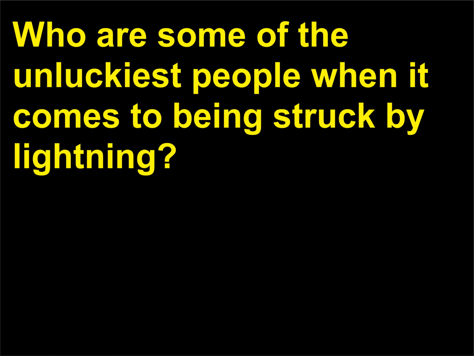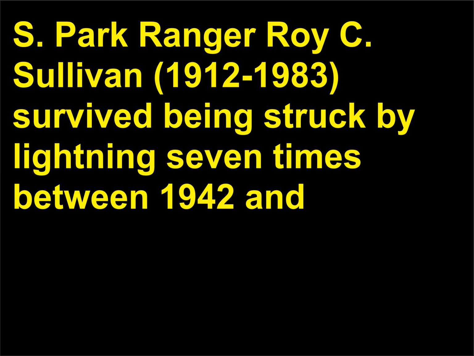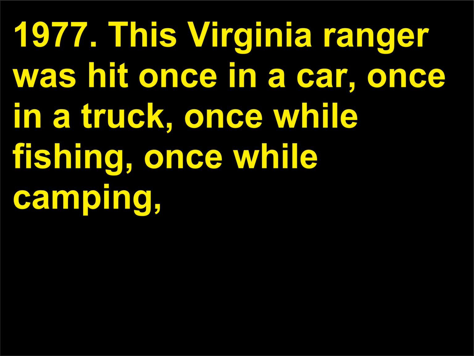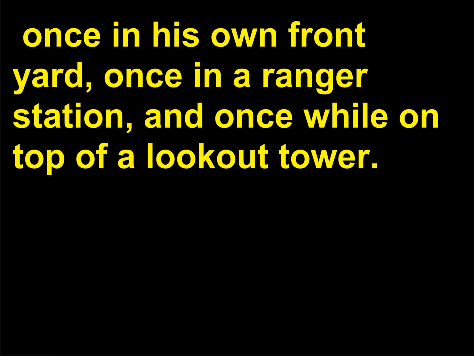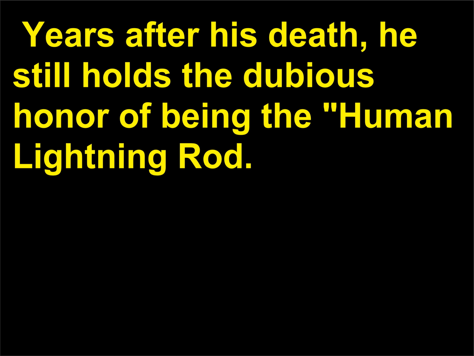Who are some of the unluckiest people when it comes to being struck by lightning? U.S. Park Ranger Roy C. Sullivan, 1912-1983, survived being struck by lightning seven times between 1942 and 1977. This Virginia ranger was hit once in a car, once in a truck, once while fishing, once while camping, once in his own front yard, once in a ranger station, and once while on top of a lookout tower. Years after his death, he still holds the dubious honor of being the human lightning rod.